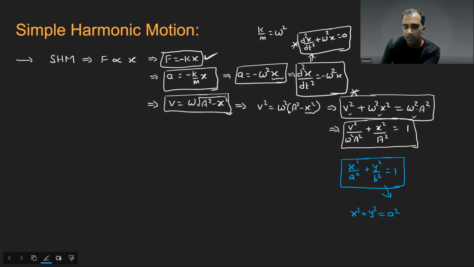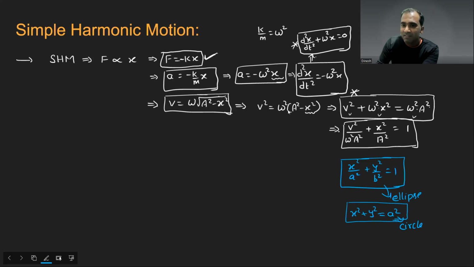Ellipse. Very good. So this is the equation of a circle, and this is the equation of an ellipse. An ellipse becomes a circle when a and b are equal. If you replace b with a, then we can write x square by a square plus y square by a square equal to 1. That a square, you can send it to the other side. It looks like this.